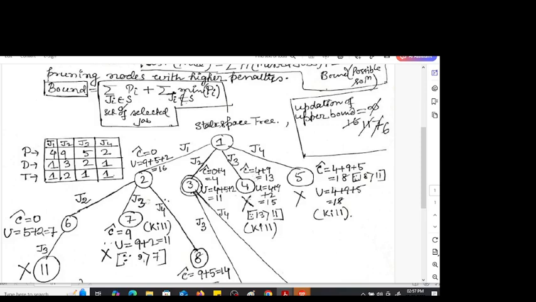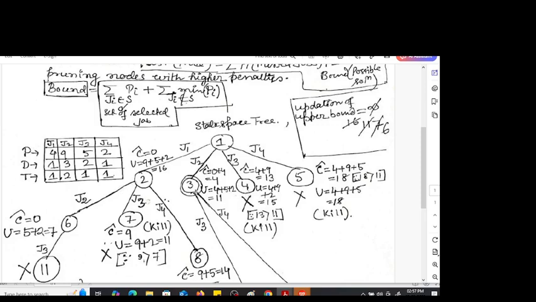That means that has to be deleted. So 13 is coming as the cost. Either way, whichever is costly, 13 is costlier than this one, 11. So we have to kill this job J3. So no more further branching. This is the dead node now.